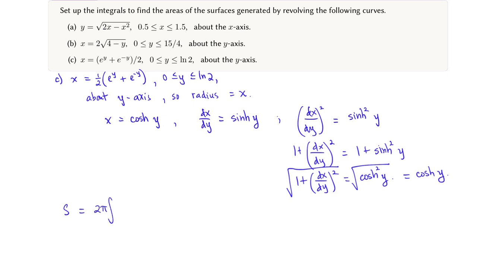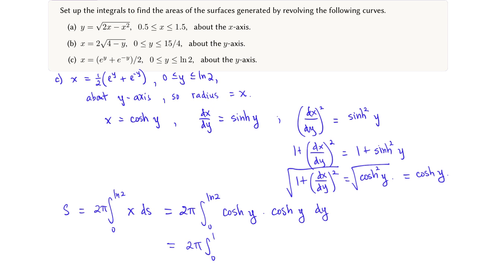The surface area is 2 pi times the integral from 0 to ln 2 along the y-axis. The radius is x, and the arc length is ds. But x is given in terms of y, specifically hyperbolic cosine of y. And so we replace x with hyperbolic cosine of y. The arc length is the square root, but we've simplified this already, which is hyperbolic cosine of y, and then dy.